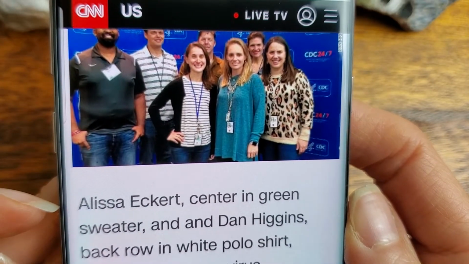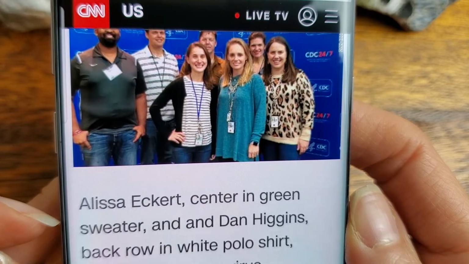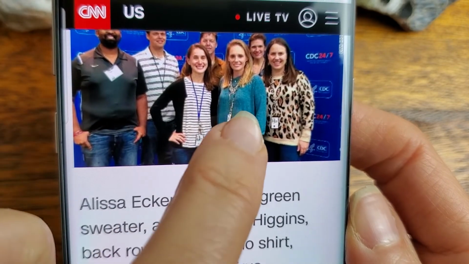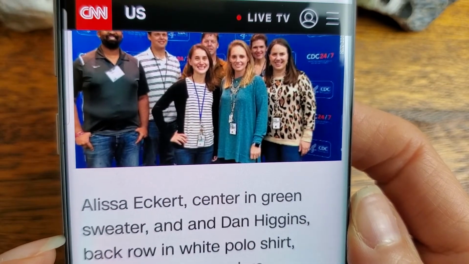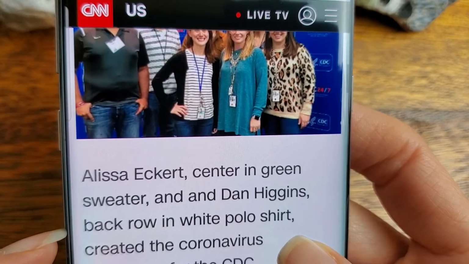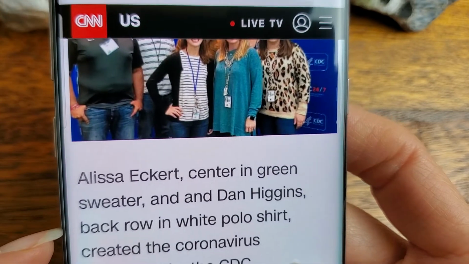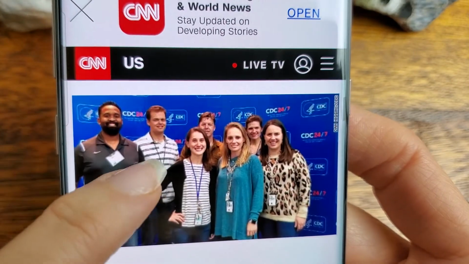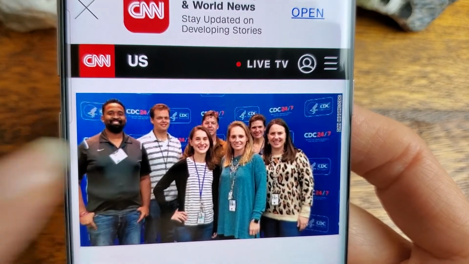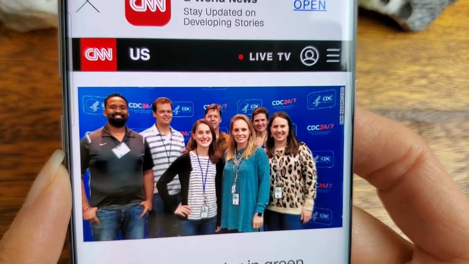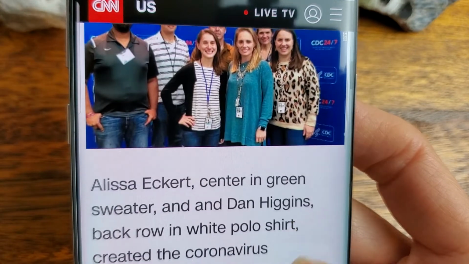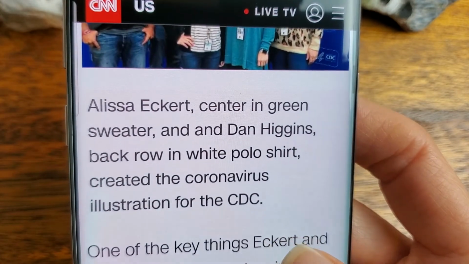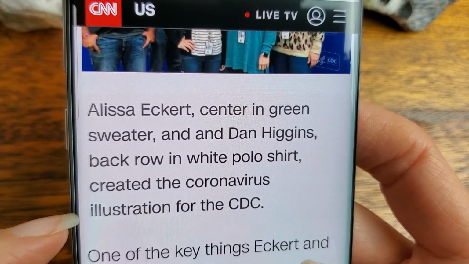Alyssa Ecker, center in green sweater, that's her right there, and Dan Higgins, back row white polo shirt, I think that might be him right there in the white striped polo shirt, created the coronavirus illustration for the CDC.